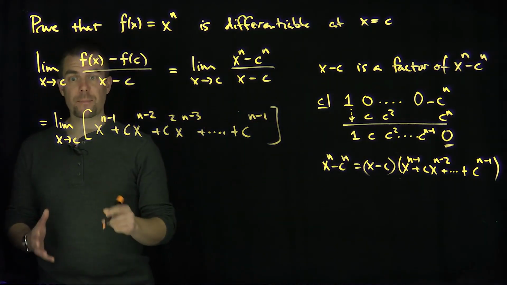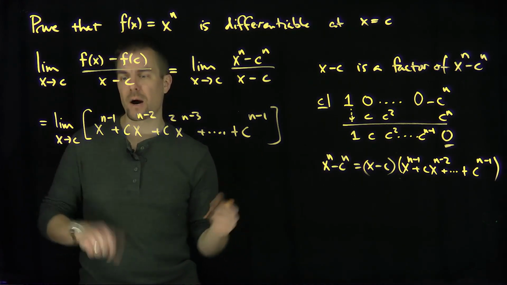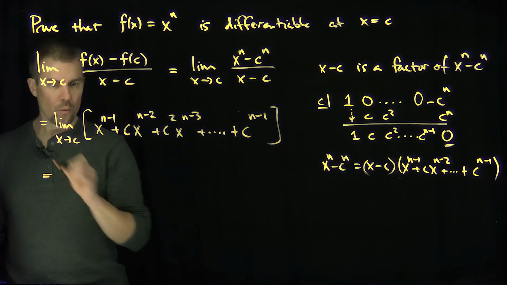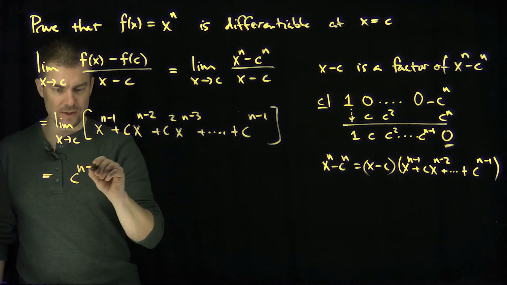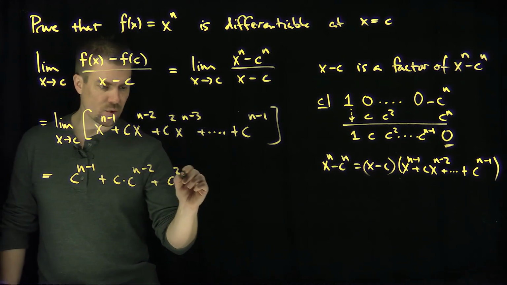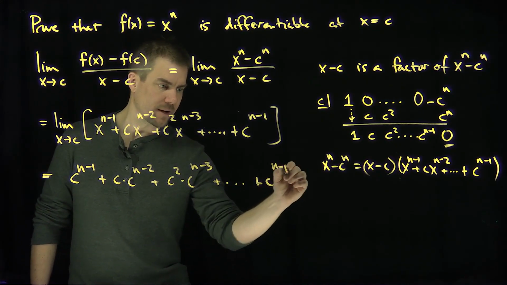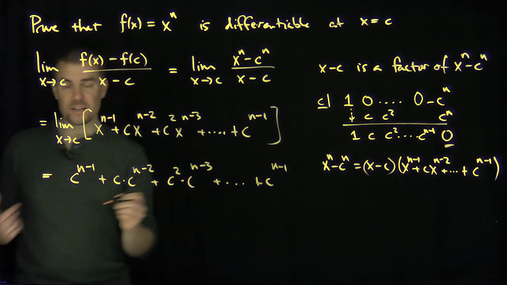And now by algebraic properties of limits, I know that as x goes to c, x to any power is going to go to c to that power, right? So by algebraic properties of limits, we know that this is going to go to c to the n minus 1, c times c to the n minus 2, c squared times c to the n minus 3, all the way down to the constant term c to the n minus 1. And all those terms are c to the n minus 1.